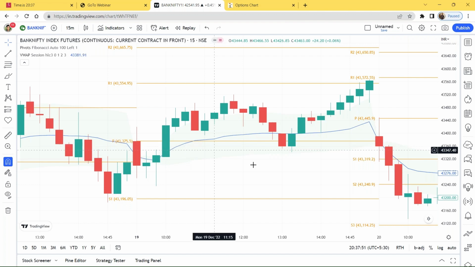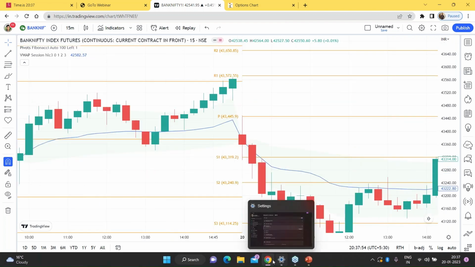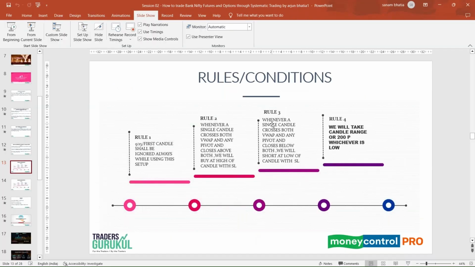As simple as that. Now, let's go to the selling part. Rule number 3, very important. Rule number 3 says, this is for selling. Please note down if you are writing it anywhere. Please note it down.